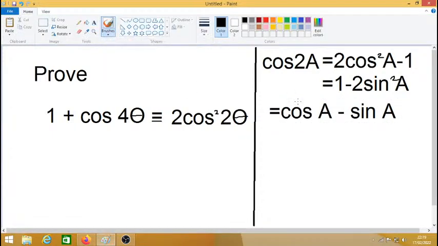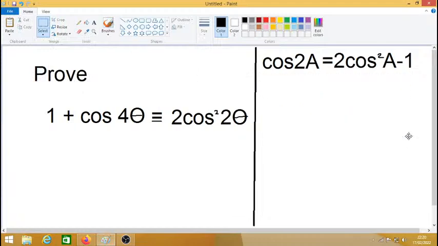So it's probably going to be one of these 3 that's going to help if you can pick the right one. What you're trying to get to on the right hand side is 2 cos squared 2 theta. So probably we don't want anything that's got a sine in there. So we can take the last 2 out, and we're probably saying the first one's going to help us more.